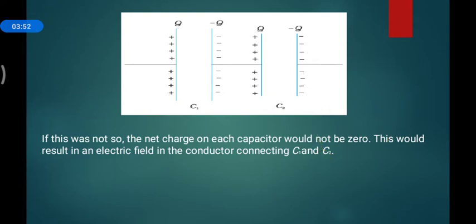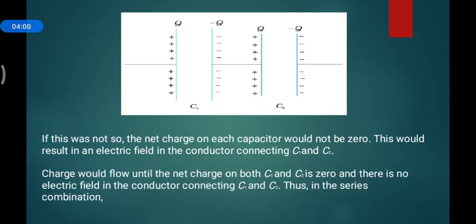This would result in an electric field in the conductor connecting C1 and C2 in this way. So charge would flow until the net charge of C1 and C2 will be zero. When you join capacitors, if any one capacitor is highly charged and the other capacitor has a low charge, then when you join them, it will balance out.